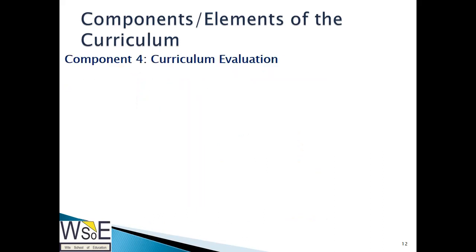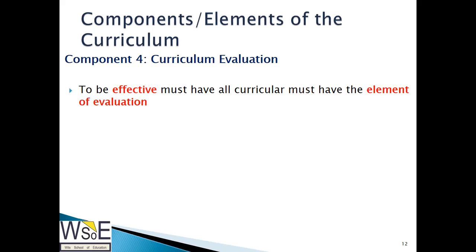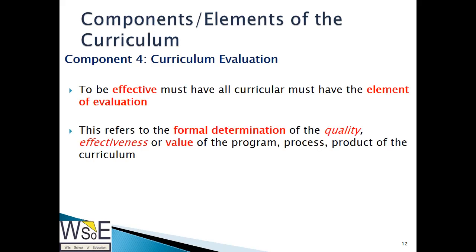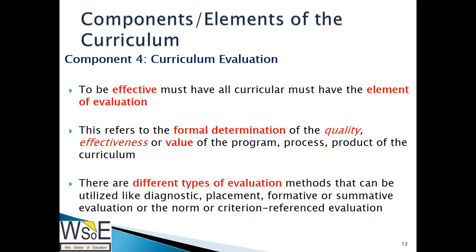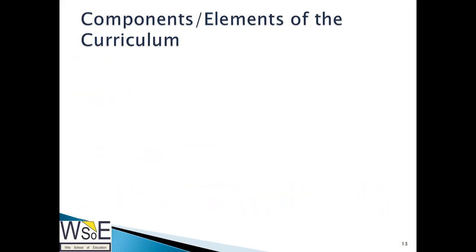Now finally, curriculum evaluation. To be effective, you must have an element of evaluation in a curriculum. This refers to the formal determination of the quality, effectiveness, and value of the program, the process, the product of the curriculum. In other words, learners. There are different types of evaluation methods that can be used, like diagnostic, placement, formative, summative, and norm or criterion referenced evaluation. So there are different ways to evaluate it.